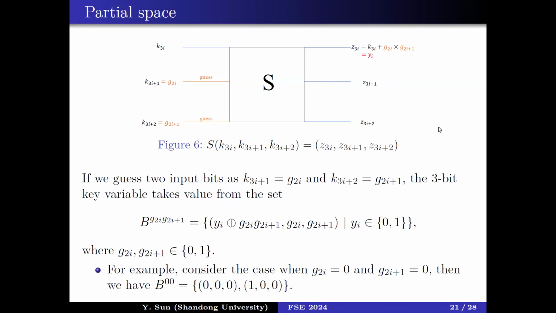Now, we focus on low-MC instances with full S-box layers using only a single plaintext or ciphertext pair. From figure 6, we can see that for an S-box, if we get 2 input bits, the S-box can be linearized for free. Moreover, the input to the S-box belongs to the space denoted by B. Let's give a small example. Consider the case when 2 input bits are both equal to 0. Then we can have the space be 0, 0, like this.